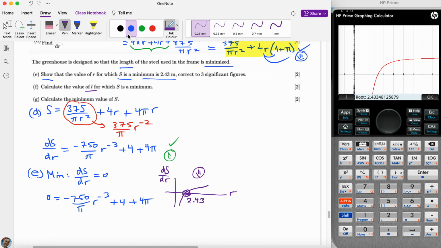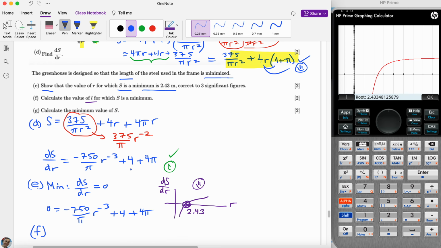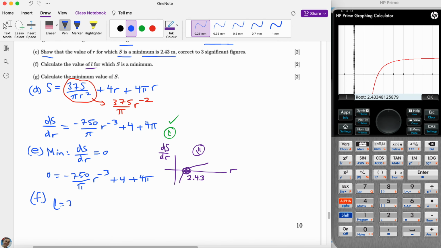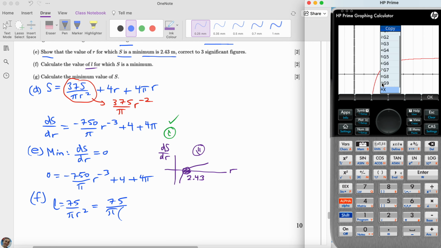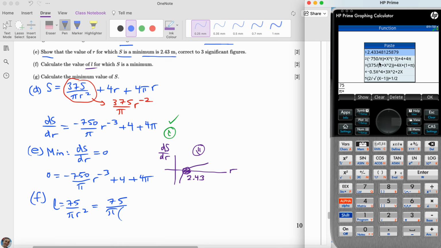Calculate the value of L that gives that, okay. We have an expression for L somewhere up here, don't we? So L is 75 over pi r squared. What you can do, remember, unrounded values are better than the rounded. Just go to Shift, copy, and then copy that x value, okay? And now you've copied the whole thing. And so now you can do 75 divided by pi, and then r, Shift, paste. There it is. And that'll give you a nice and exact answer.